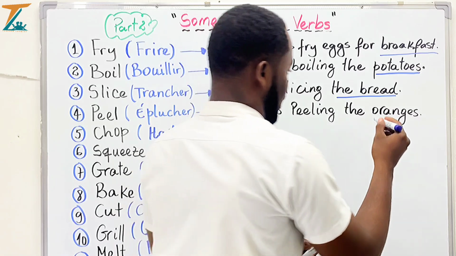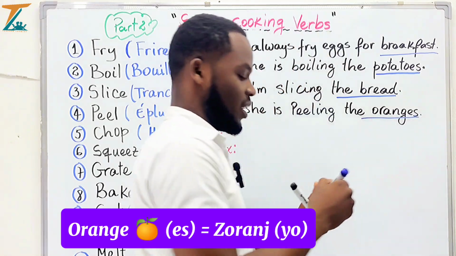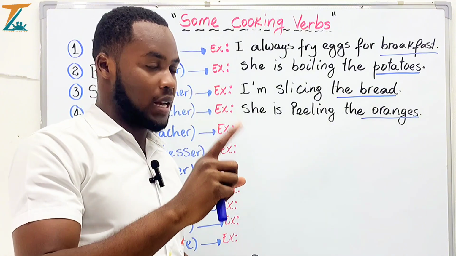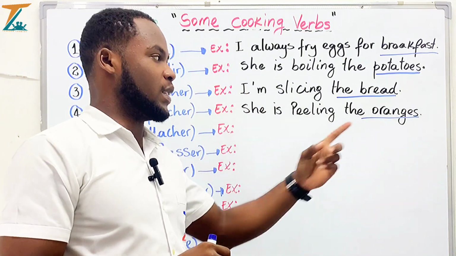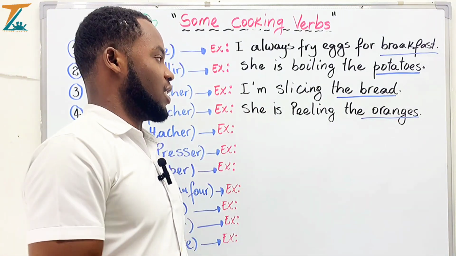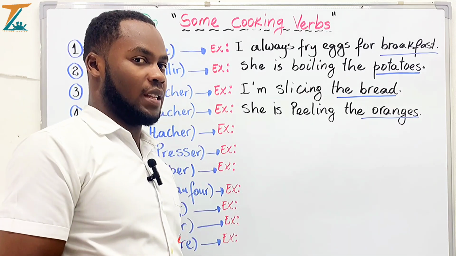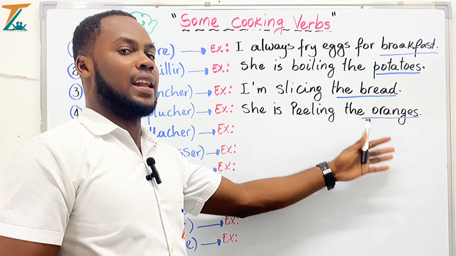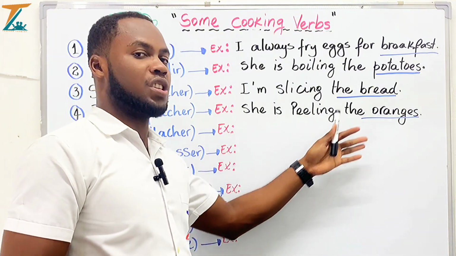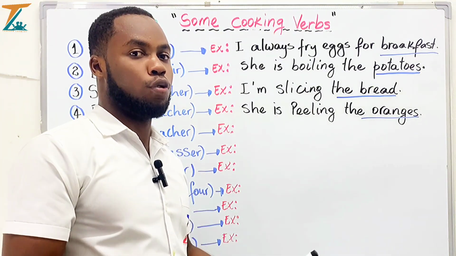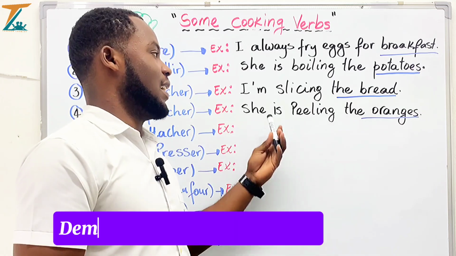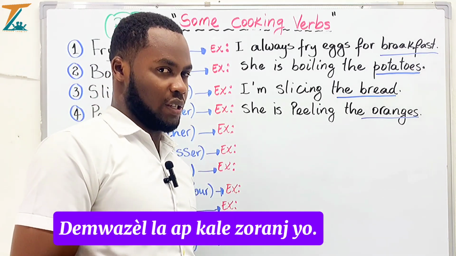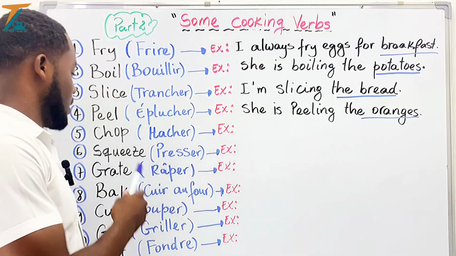So we have this word oranges. Oranges means orange. Orange. If we are talking about one, if we are talking about two, we say oranges. Okay? For example, she is peeling the oranges means elle est en train d'éplucher les oranges. Ou elle épluche les oranges. Li retire peau sous orange, okay? Action à fait. La retire peau sous orange, I say she is peeling the oranges, okay? Let's go for the next one.